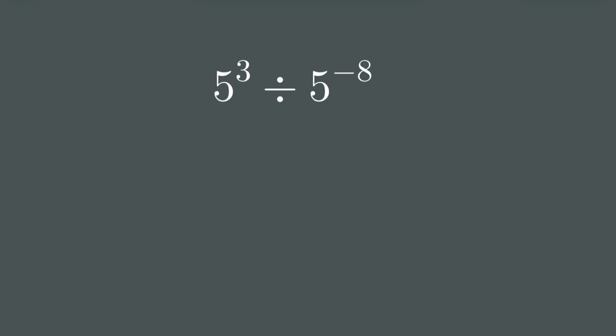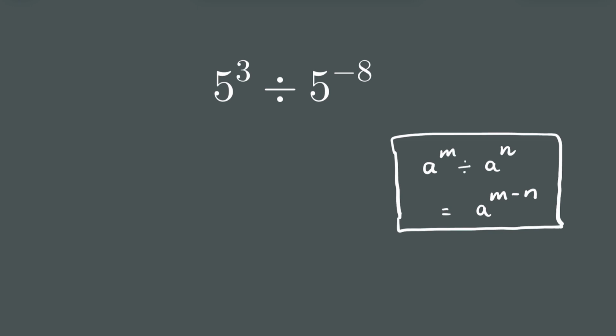5 to the power 3 divided by 5 to the power minus 8. So here we have one positive exponent and one negative exponent. There is a simple way to solve this. We know a to the power m divided by a to the power n is equal to a to the power m minus n. When both the bases are the same, then we can subtract the exponents.